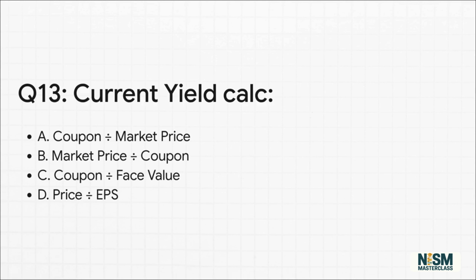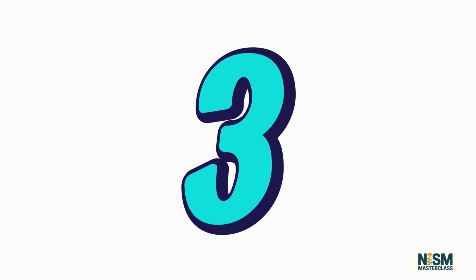Question 13. Current yield is calculated as A. Coupon divided by market price, B. Market price divided by coupon, C. Coupon divided by face value, or D. Price divided by EPS. Pause now if you need more time.